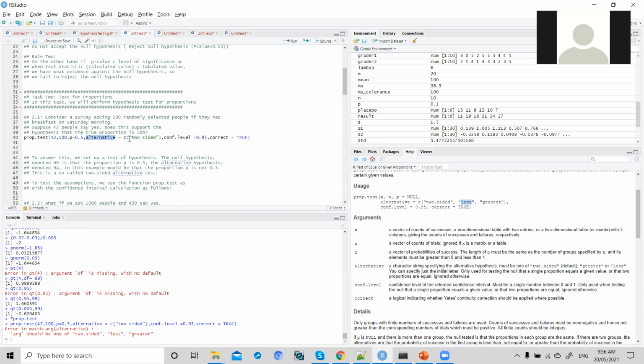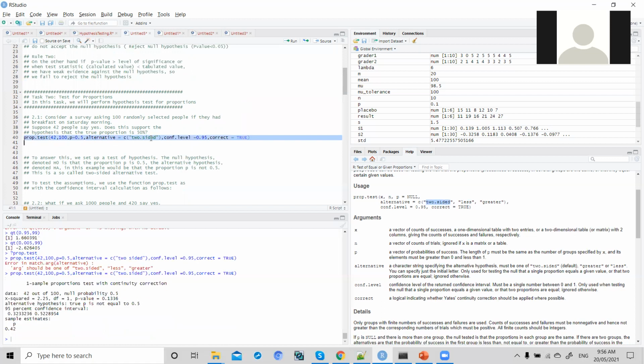Equals C bracket 2 dot, should be 2 dot sided. You can see here it's 2 dot. So here what we see is that this is a one sample proportion test we are doing, because we are looking at one sample.